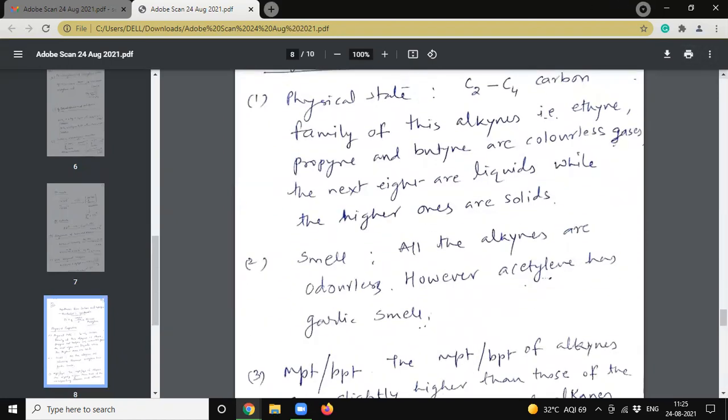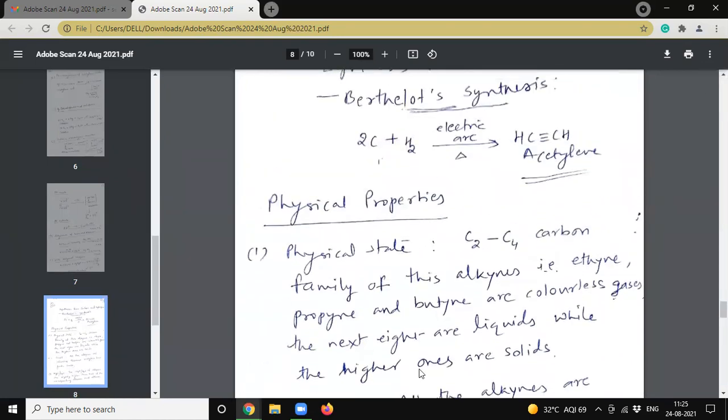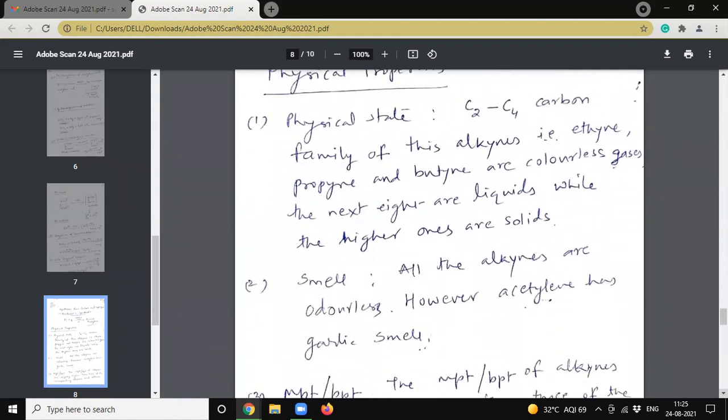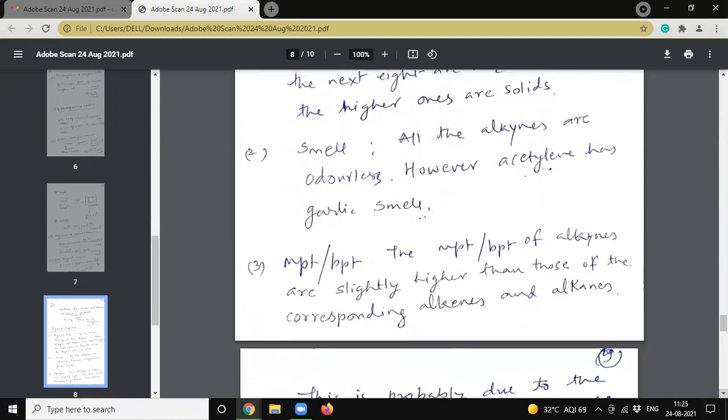Physical properties. Physical state: C2 to C4, that means ethyne, propyne, and butyne, are colorless gases. The next 8 are liquids, while the higher ones are solids. Smell: all the alkynes are odorless. However, acetylene has a garlic smell.